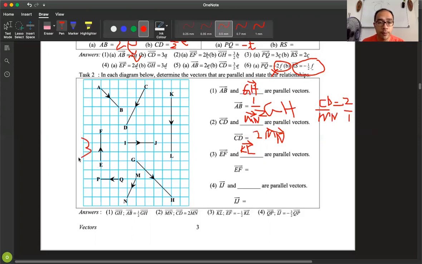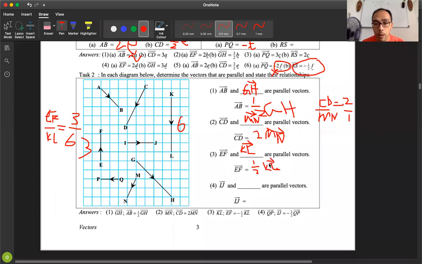EF is 3. KL is 1, 2, 3, 4, 5, 6. So I'm going to write EF is 3, KL is 6. I'm going to put the equal sign over here. Since they're parallel, I can write it like this. If I bring KL over here, I will get EF is actually half of KL, because 3/6 is half.